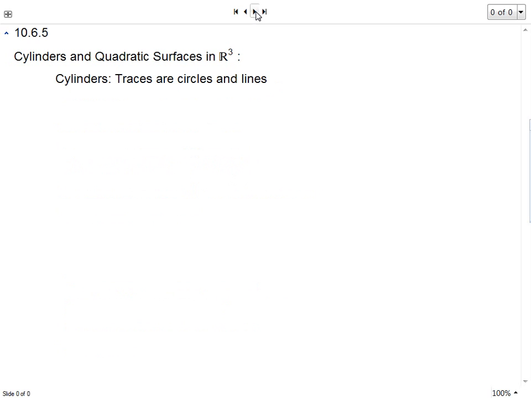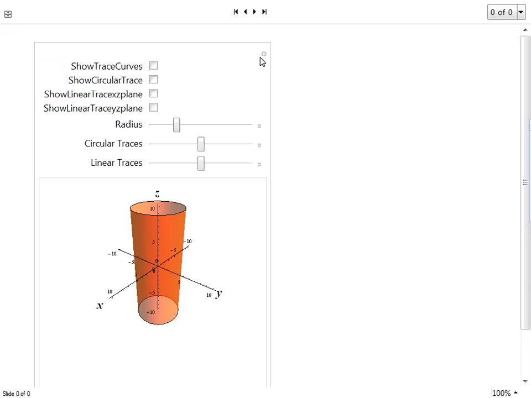So here we go. We're going to start with our first quadratic surface. Our first quadratic surface is called a cylinder. And the traces, which we haven't really talked about, the traces of cylinders are circles and lines. So here's a cylinder, all right? I want us to imagine coming in here, and let me do this one right here. Let's take the XY plane.